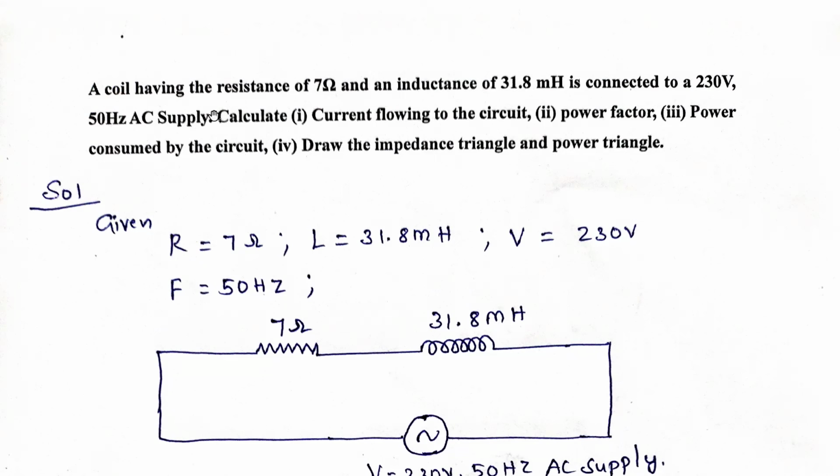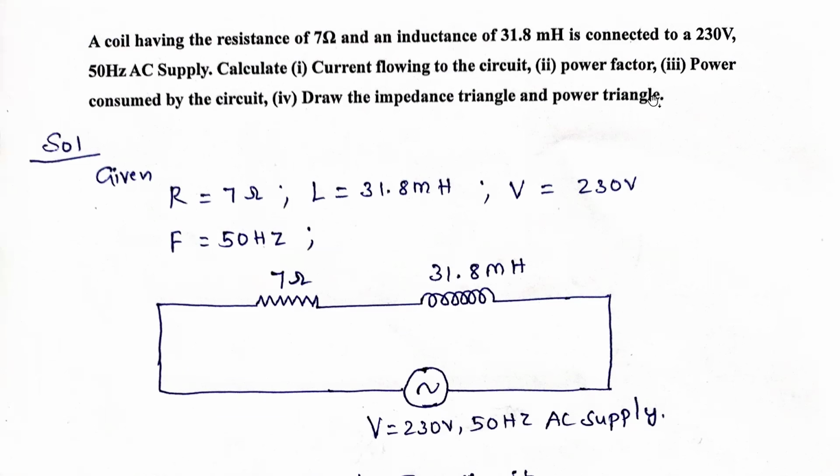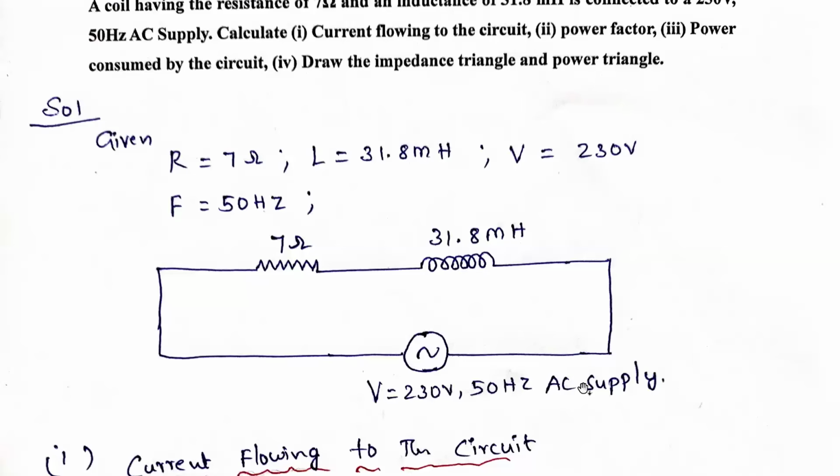So first, what are the given terms? R is 7 ohms and inductance is 31.8 millihenries. Voltage is 230 volts, 50 hertz. So first we need to draw the circuit. We need to frame the circuit using the problem. Given data is R and L, so that is a series circuit, connected to 230 volts 50 hertz AC supply.